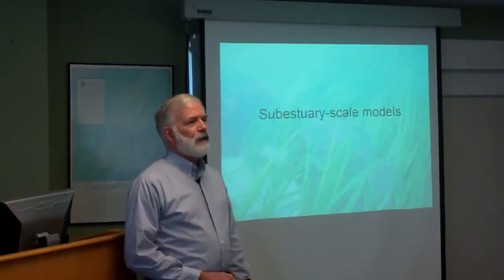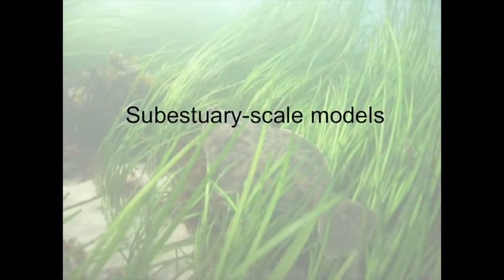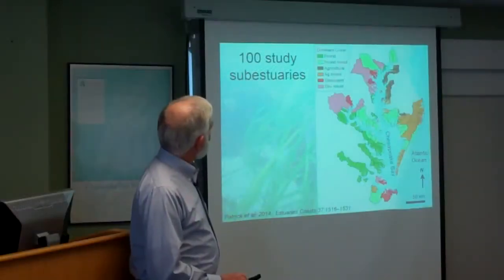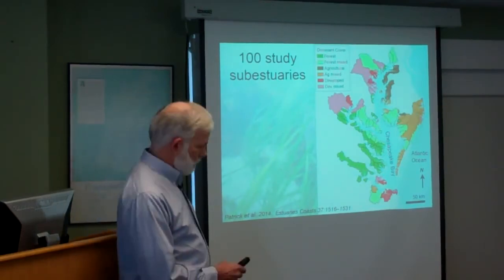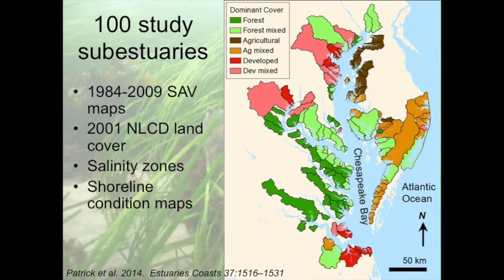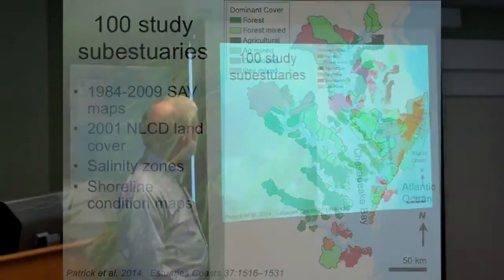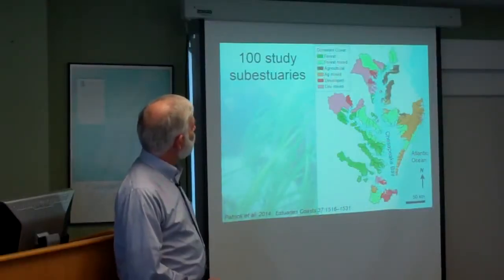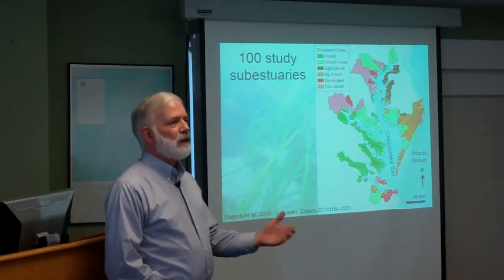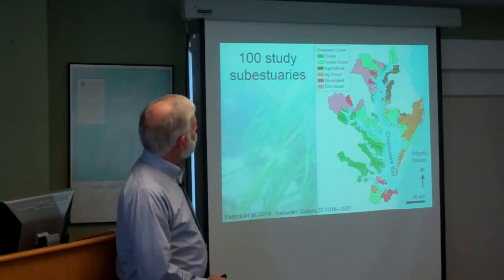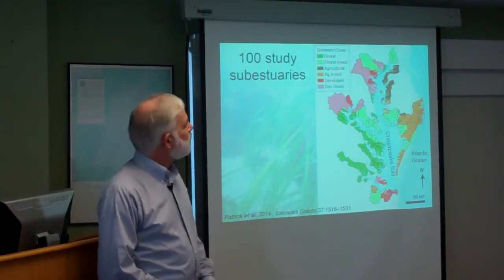Okay, so looking first at these broad-scale models, what we call the sub-estuary scale. We call it that because we looked at about 100 study sub-estuaries. These are small embayments around the edge of Chesapeake Bay and on the mid-Atlantic coastal bays. We like them because they give us replicated study units. They're good for looking at land-water connections because the local watersheds of these sub-estuaries have contrasting land uses.